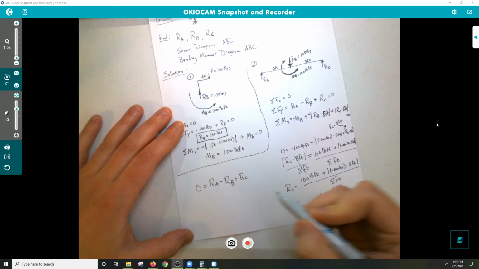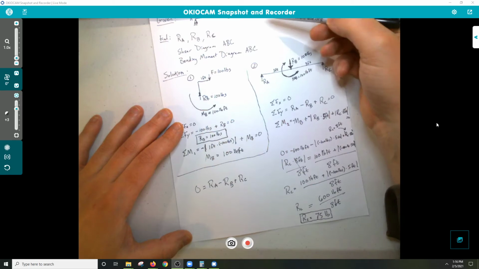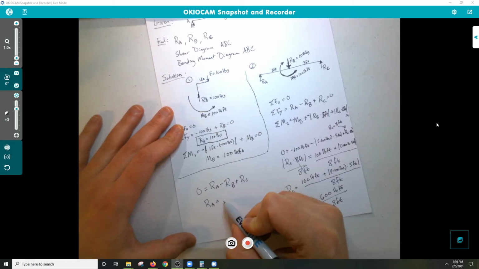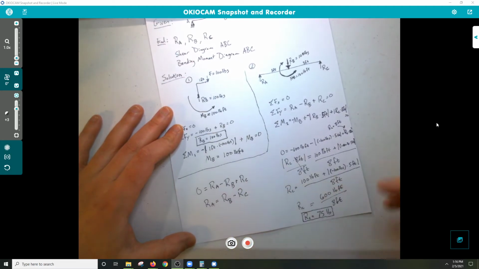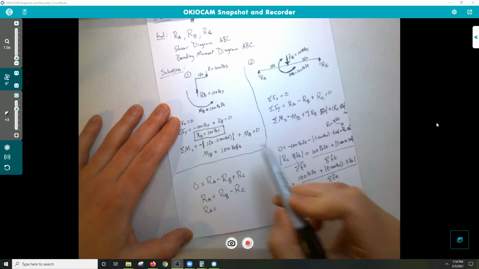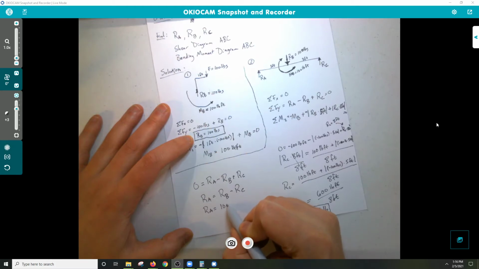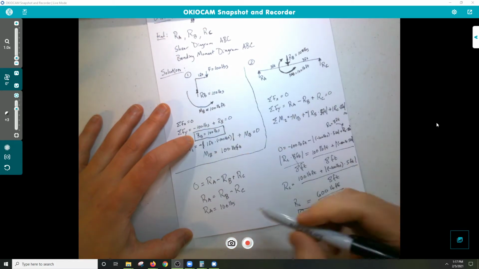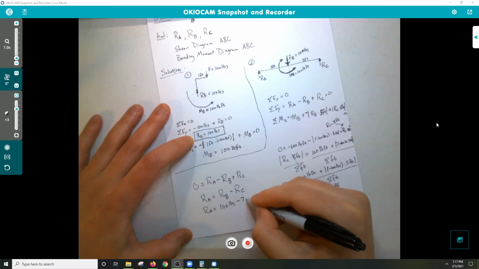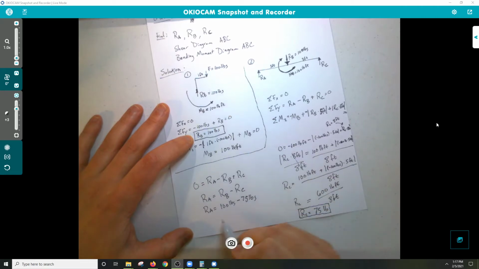Alright, so we're looking for, in this case, reaction at A. So we want to bring everything else to the other side. So reaction at A is going to equal a positive RB minus RC. Reaction at B, 100 pounds, minus reaction at C, 75 pounds. Reaction at A is then 25 pounds.